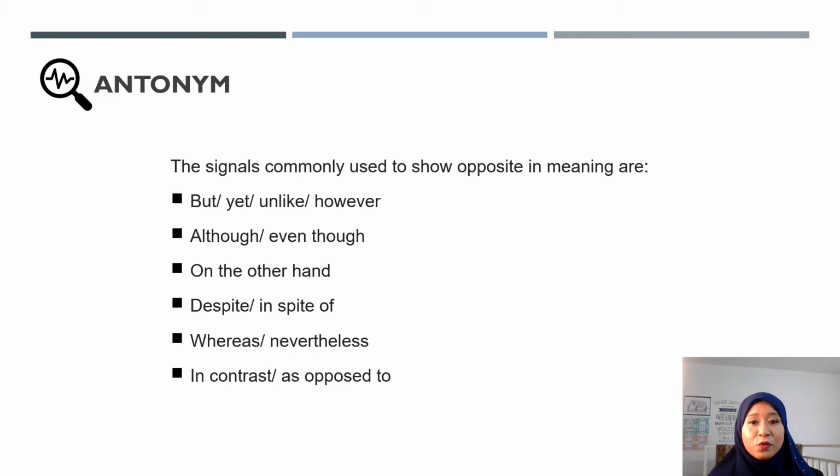In some sentences, we find two words with the opposite meaning. These are known as antonyms, a word opposite in meaning to another. In this case, if we know the meaning of one word, we would be able to guess the meaning of the other word. The signals commonly used to show opposite meanings are but, yet, unlike, however, although, even though, on the other hand, despite, in spite of, whereas, nevertheless, in contrast, or as opposed to.